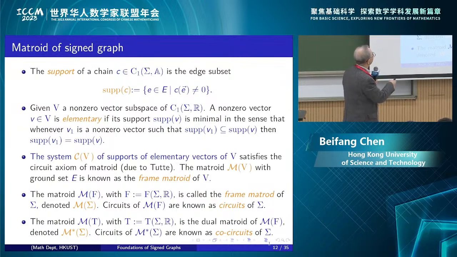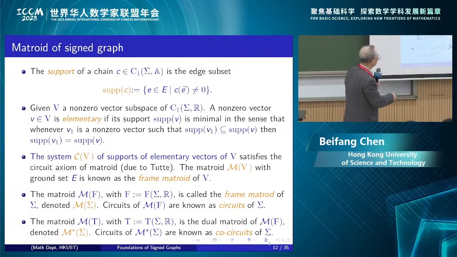And the support of a minimal set of elementary vectors, elementary flows, is called a circuit. For the tension space, it also has a matrix. This matrix is actually the dual matrix of the frame matrix of the flow space, and it's called the dual matrix.